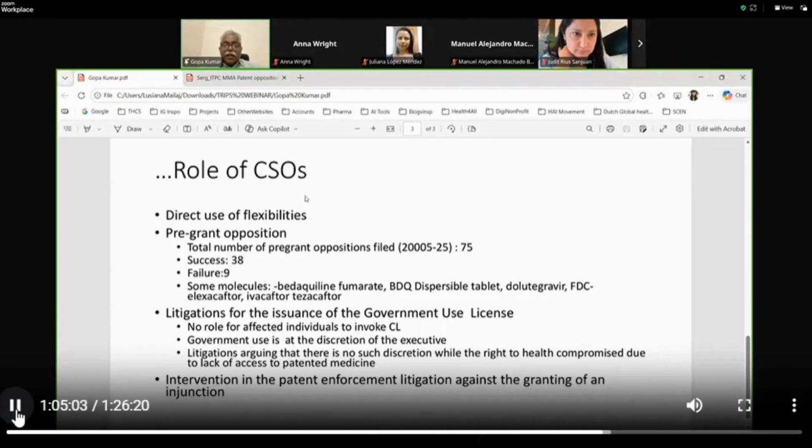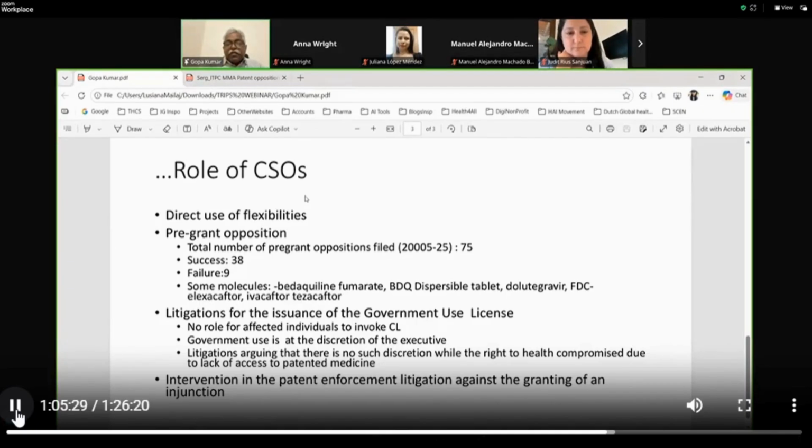And the last sentence, and then I am stopping: the patient groups also, Third World Network and other civil society organizations encouraged many patient groups to intervene in some of these patent enforcement litigations, to argue that an injunction should not be granted because access is an issue. Therefore, granting an injunction is not a good idea.